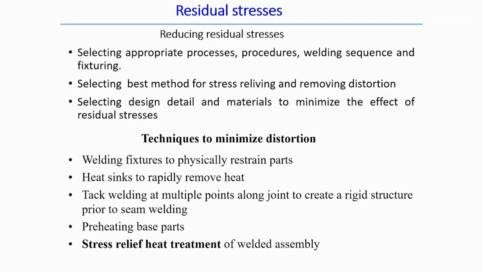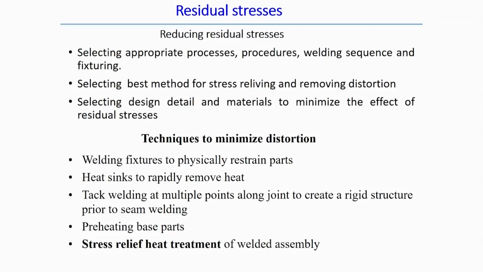To reduce the residual stress, some simple methodologies are selecting the appropriate welding processes, following certain procedures, and using the right sequence of welding and fixturing. If we use the proper way, we can reduce the residual stress generation during the welding process. We also need to select the best method for stress relieving and removing distortion, and select design details and material to minimize the effect of residual stress.